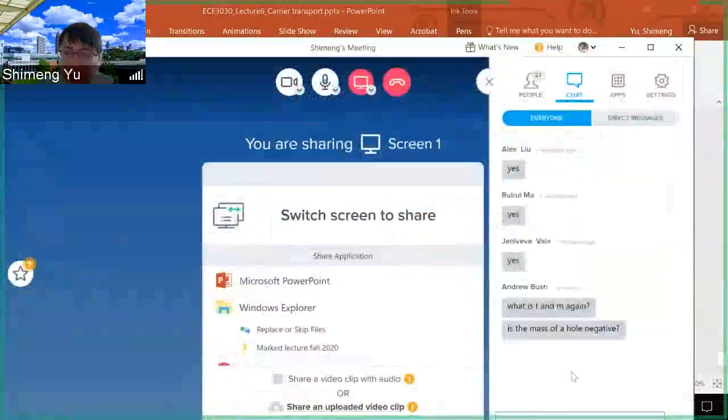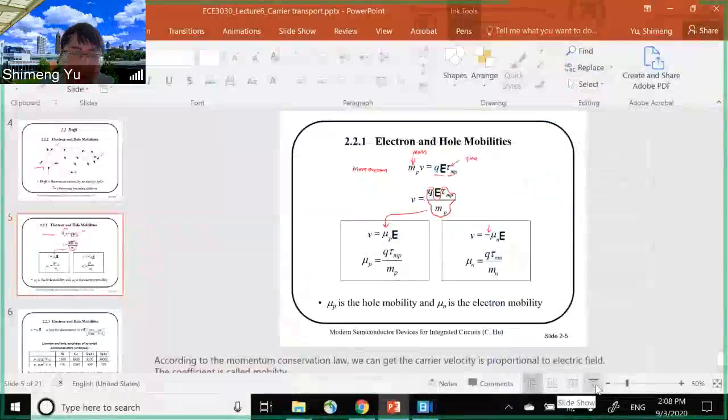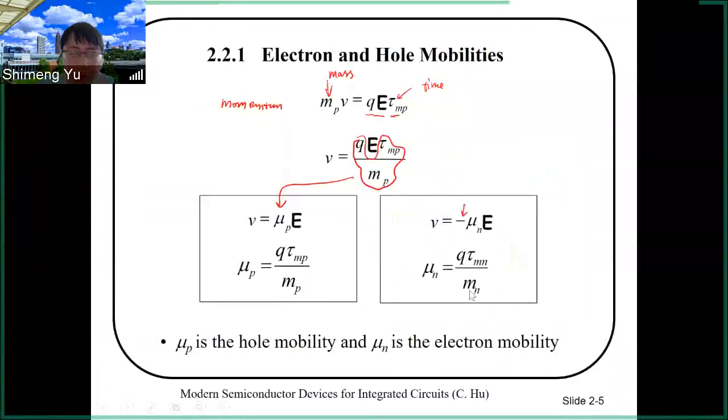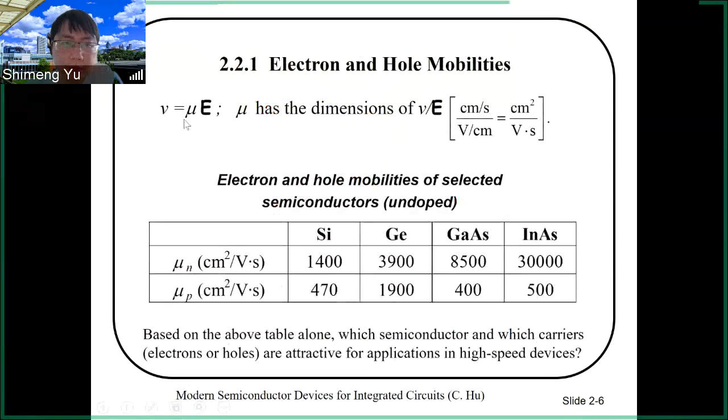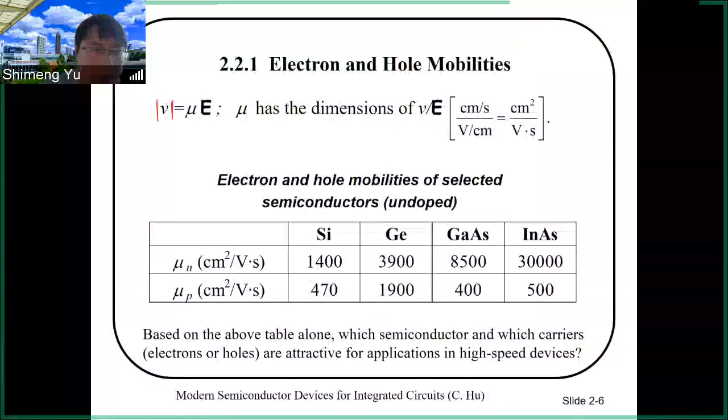Is the mass of a hole negative? That's a good question, but the mass is always positive. So the mass for the hole is also positive. But the mass for hole and the mass for electron may be different. And this is the reason why the mobility for the electron and hole are different. This is what we are going to see in this slide. Again, the velocity of the carrier in principle is proportional to the electric field, and this coefficient is the mobility. Of course, depending on electron or hole, we should take the absolute value.